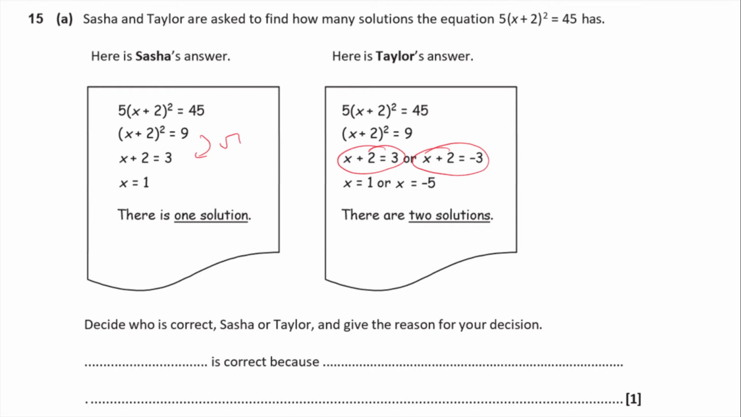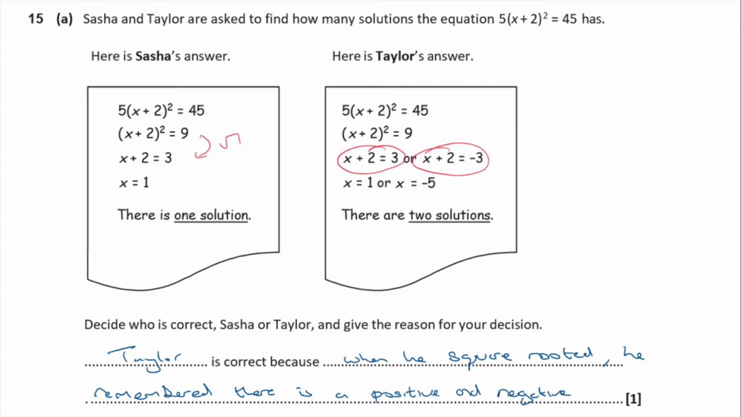So I'm going to say that Taylor is correct, because when he square rooted, he remembered there is a positive and negative solution.